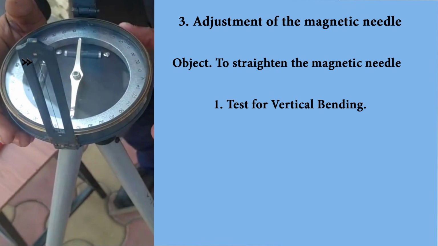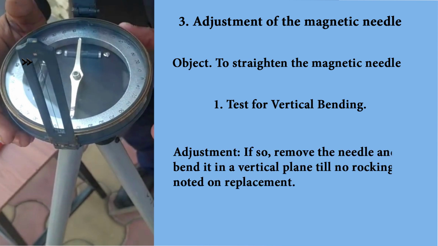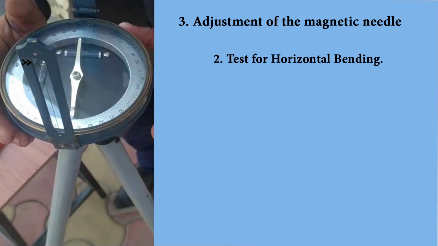Now, we will adjust the magnetic needle, and the objective is to straighten the magnetic needle. Firstly, we test for vertical bending, in which we lower the needle on its pivot and observe if there is any rocking at its upper surface at the ends. For the adjustment, if so, remove the needle and bend it in a vertical plane till no rocking is noted on replacement. Secondly, test for horizontal bending.